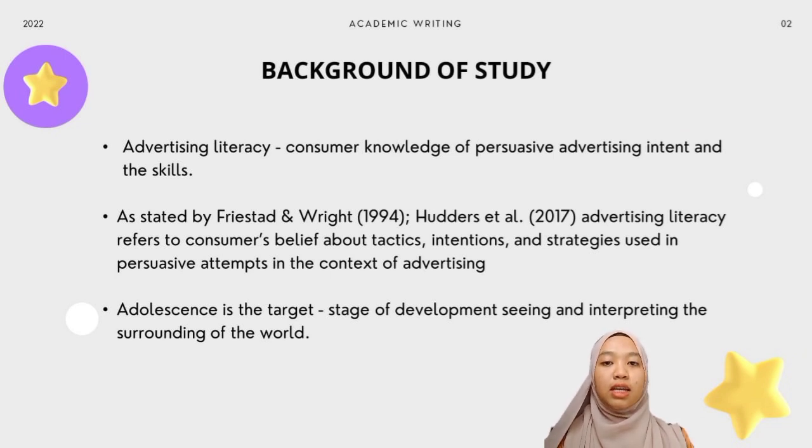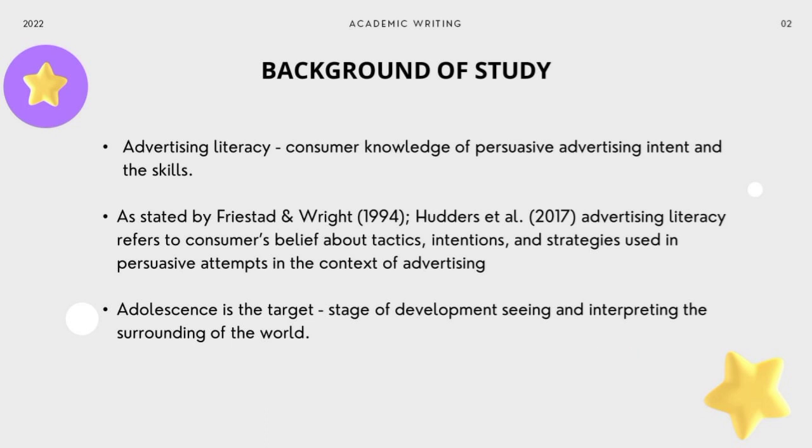Advertising literacy is an ability of consumers to recognize, understand, and evaluate advertisements. As stated by the researchers, advertising literacy refers to consumers' beliefs about tactics, intention, and strategies used in persuasive items in the context of advertising. Adolescents are attractive targets that require subtle observation or particular ways to engage with them because of their stage of development, seeing and interpreting the surrounding world.